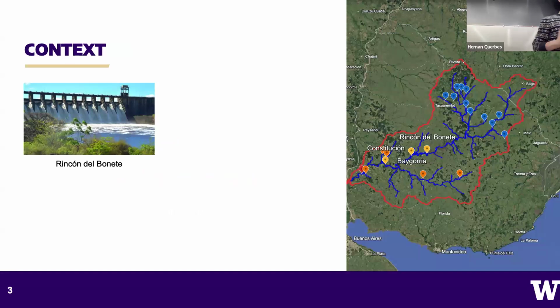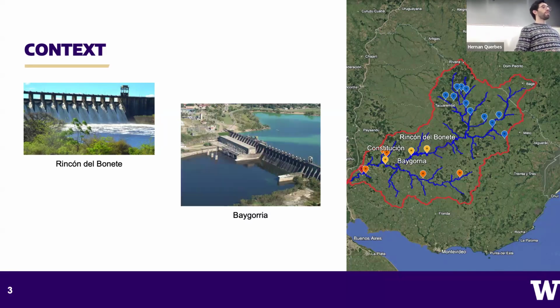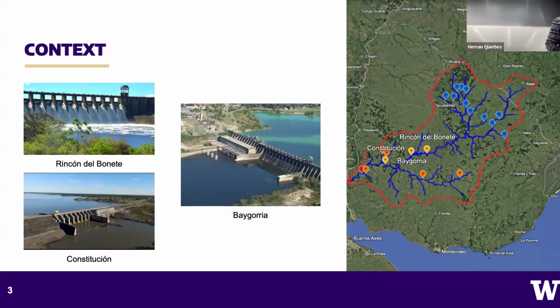So this is Uruguay, and in red we can see the Rio Negro basin. The Rio Negro flows from Brazil to the limit between Argentina and Uruguay. And in the image, you can see a lot of blue dots. Those are upstream gauges, upstream of the dams. There are the 3 ones in yellow. And then the other gauges are downstream of the dams. So here we can see the Rincón del Bonete Dam, which is the first one that the river faces. Then we have the Baigorria one, and finally the Constitución one.